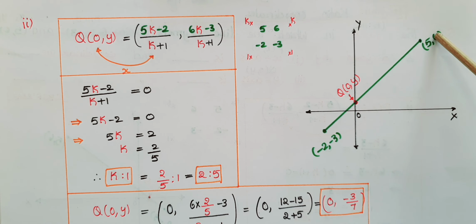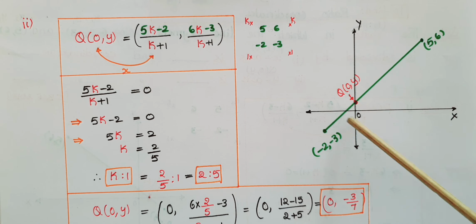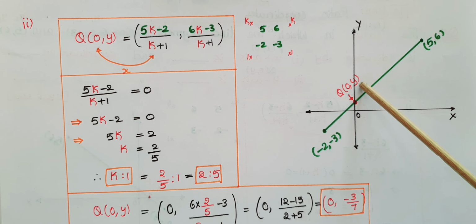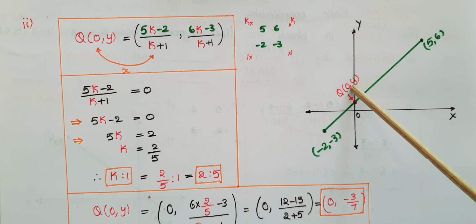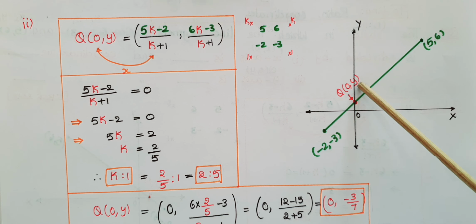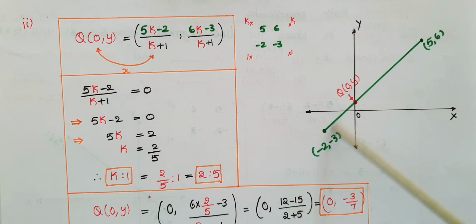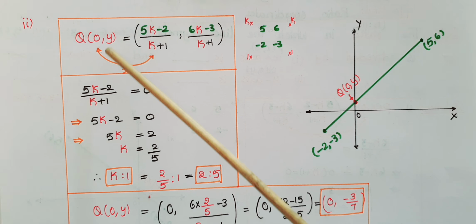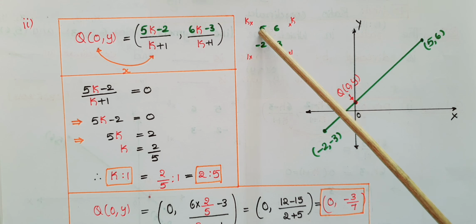The next question, we have to find the point on the y-axis. So this is the line segment and it cuts the y-axis at this point. So let us assume this point be Q(0, y), because on the y-axis x coordinate is always 0. So Q(0, y), and you have to find the ratio also, k:1. Let us assume that is also k:1. So Q(0, y) is equal to, these are the coordinates.